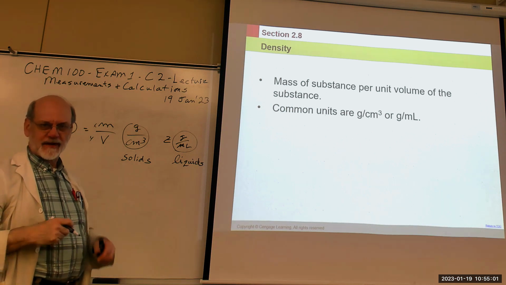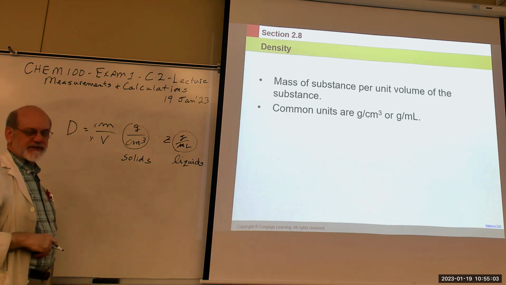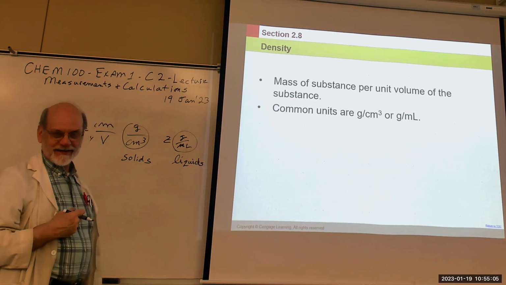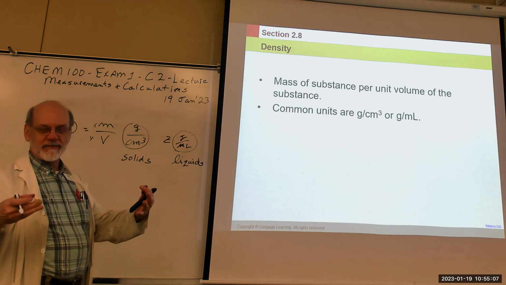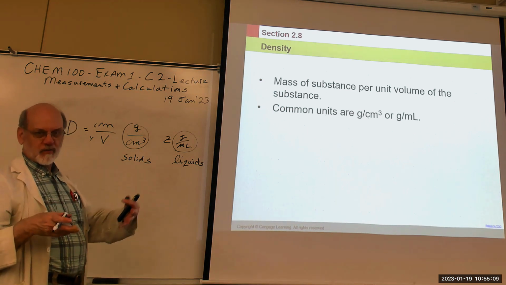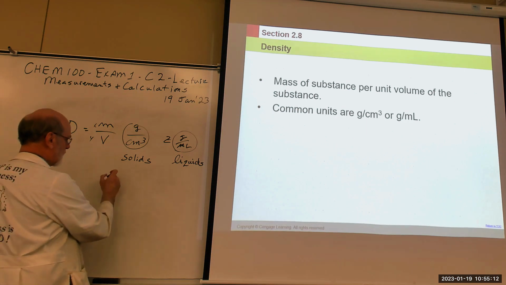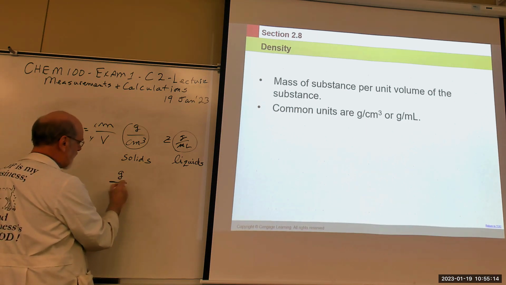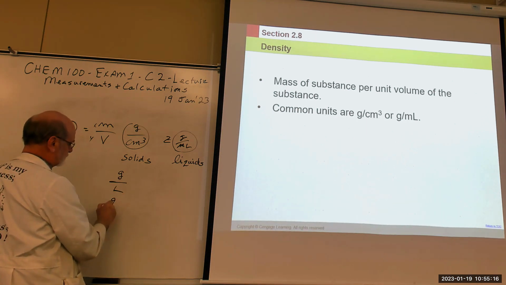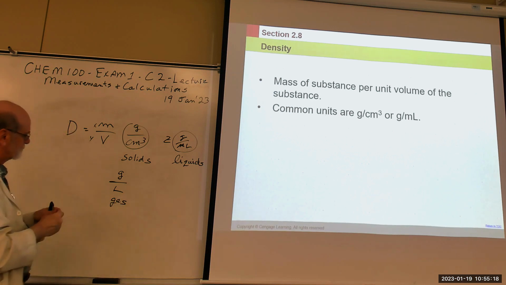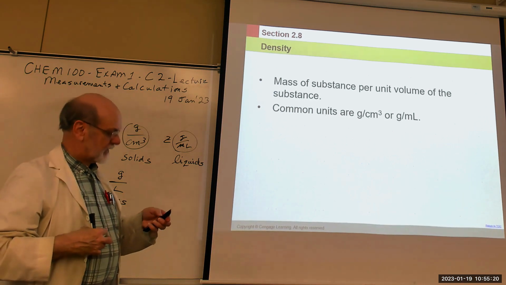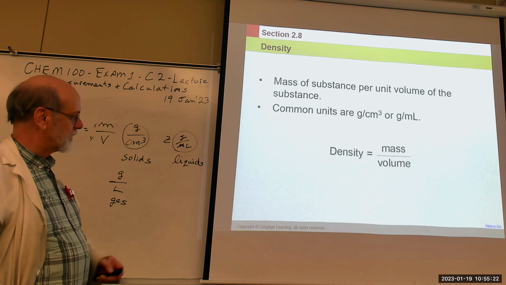How about gases? Gases are less dense, right? So we need more of them to make a measurable weight. So we usually report gases as grams per liter. Okay. All right. So there's our equation.